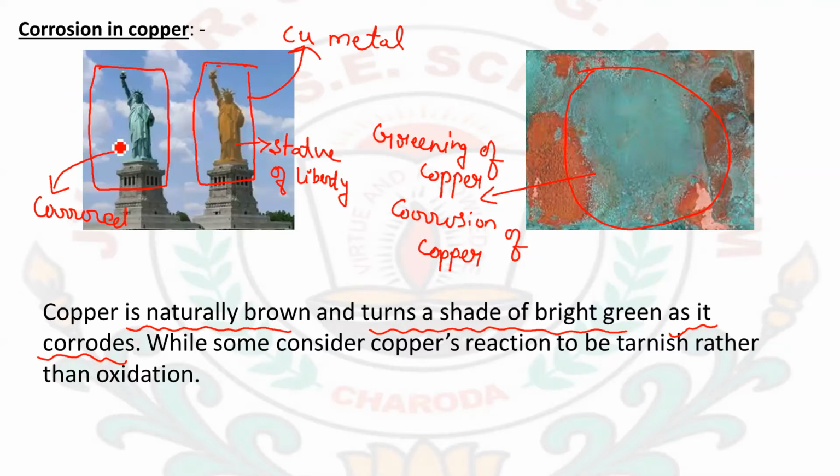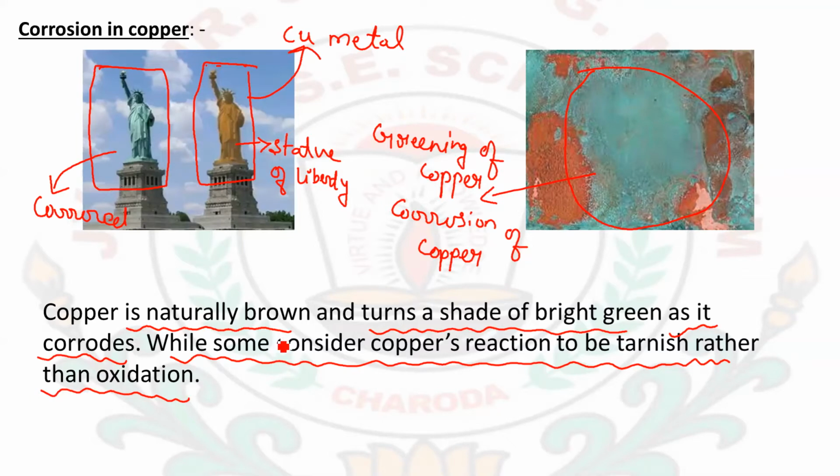Also in this picture you can see that it turns into a bright green color as it corrodes. While some consider copper's reaction to be tarnish rather than oxidation, it is generally known as tarnish rather than oxidation.